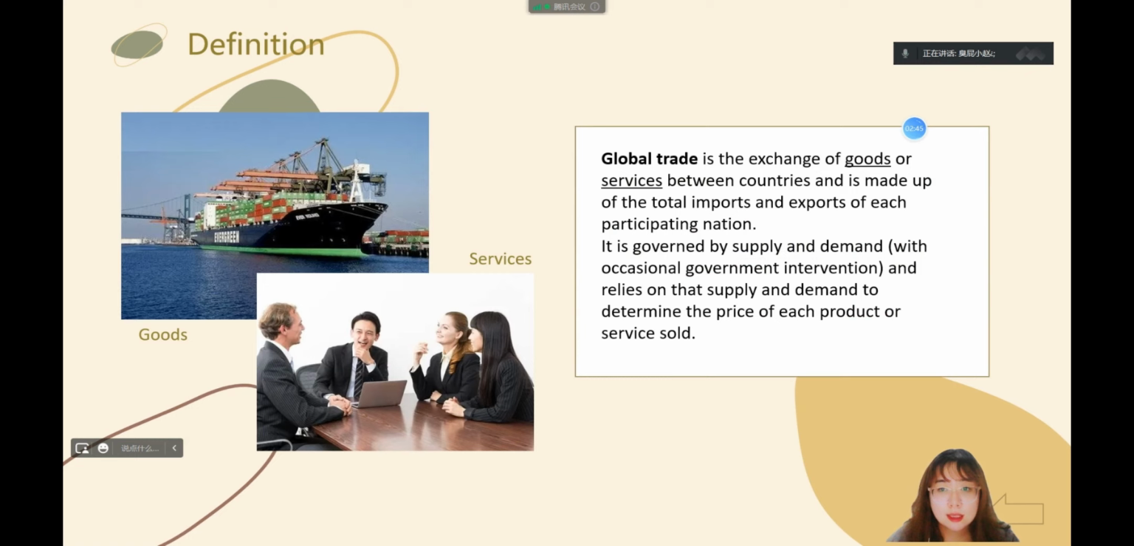What is global trade? Global trade is the exchange of goods or services between countries and is made up of the total imports and exports of each participating nation. It is governed by supply and demand and relies on that supply and demand to determine the price of each product or service sold.